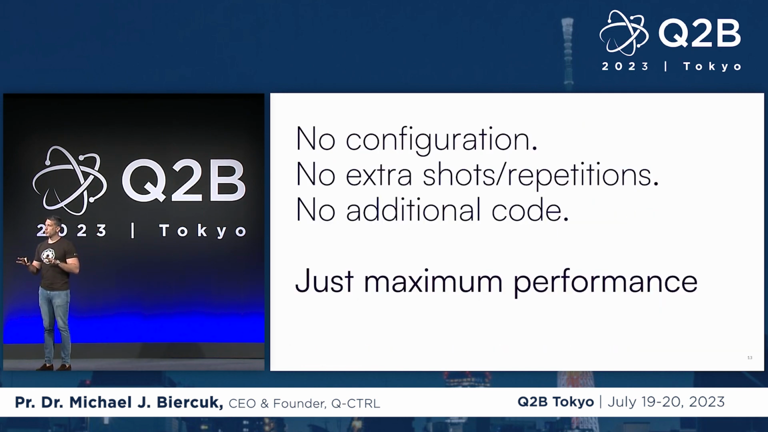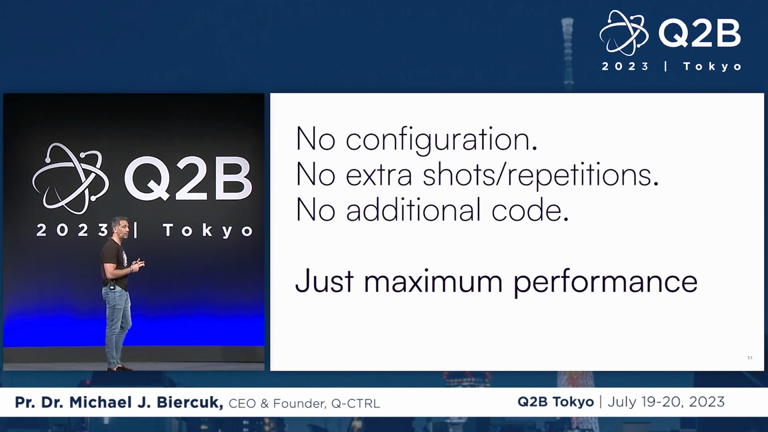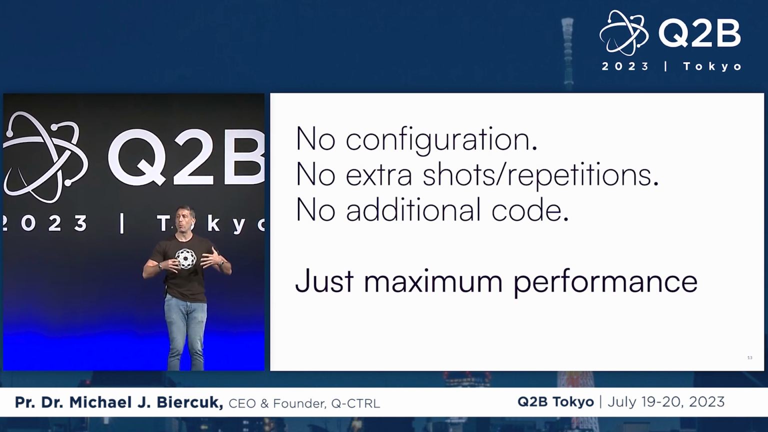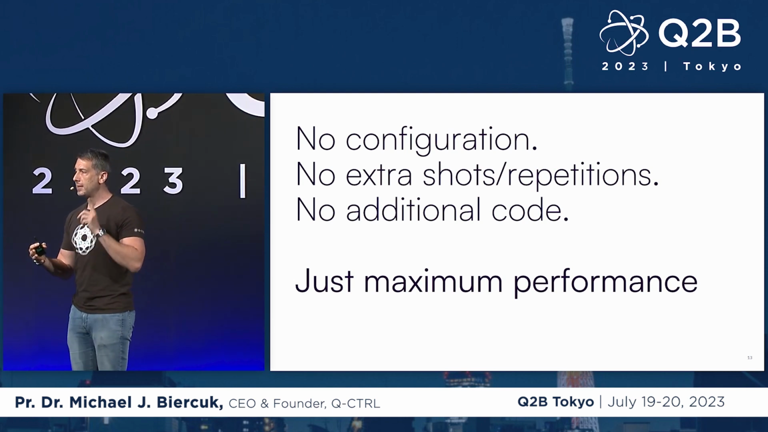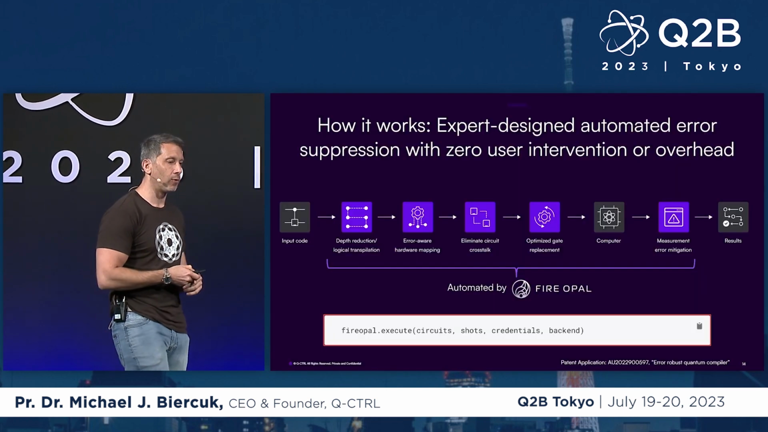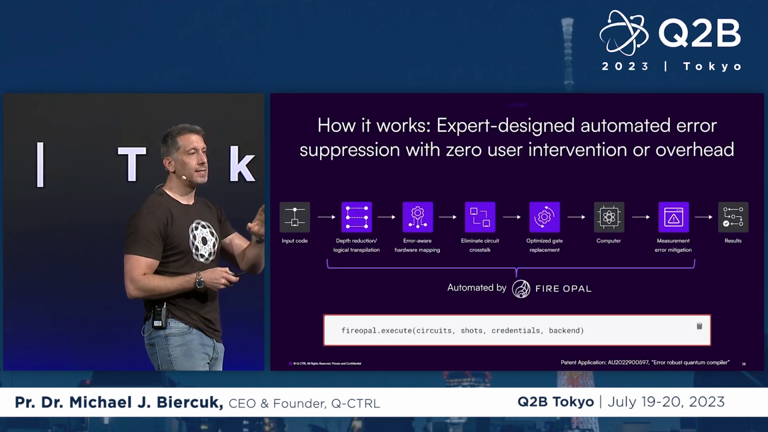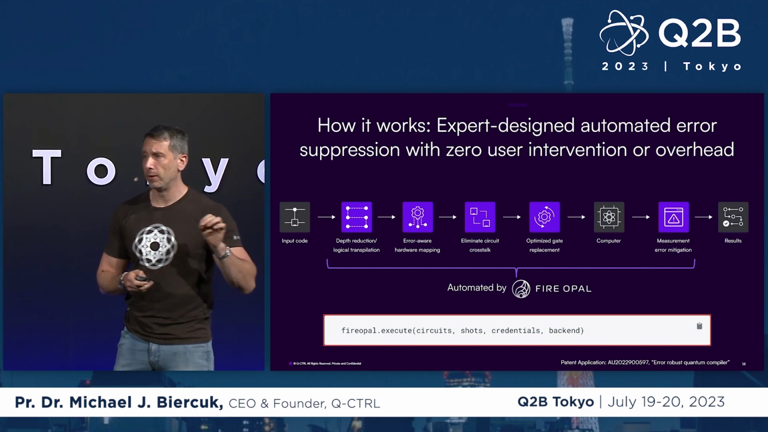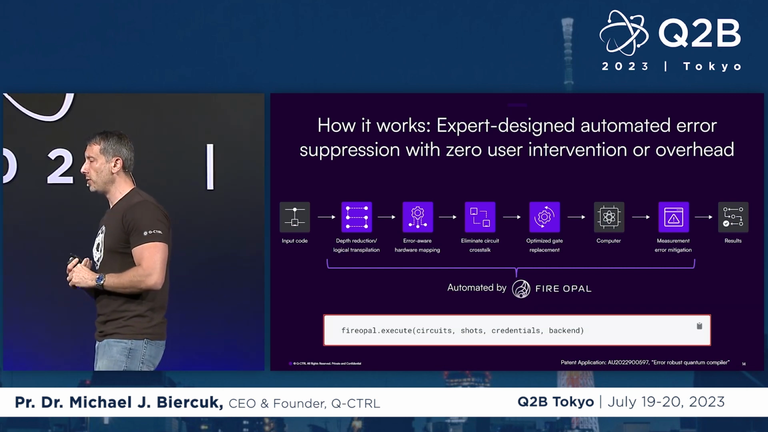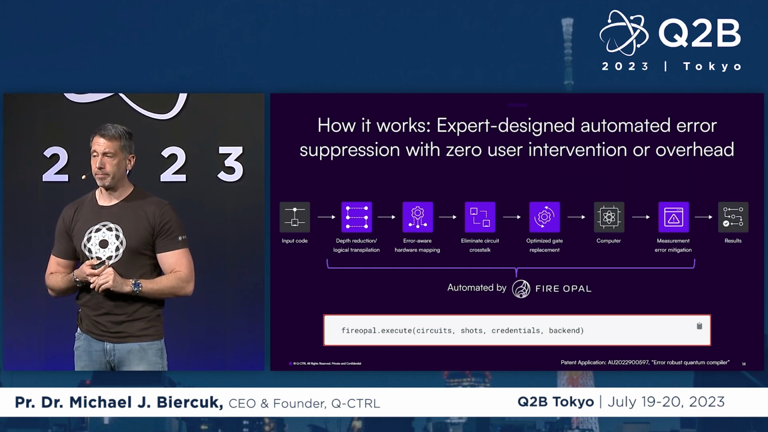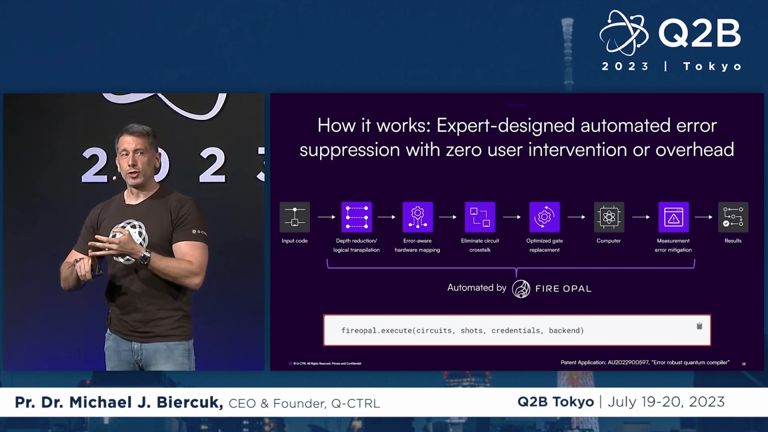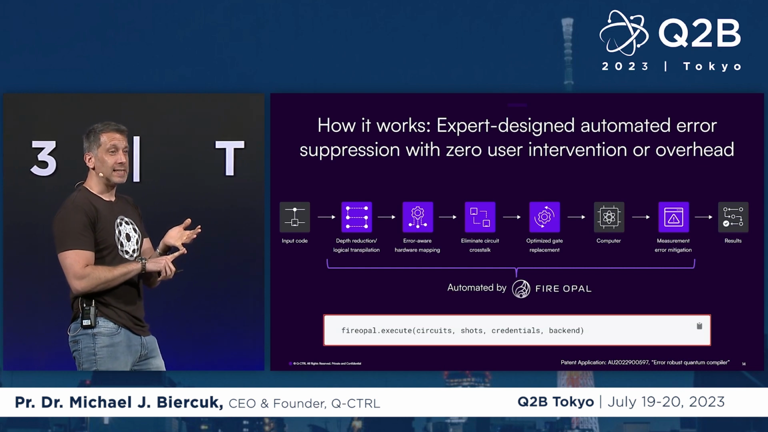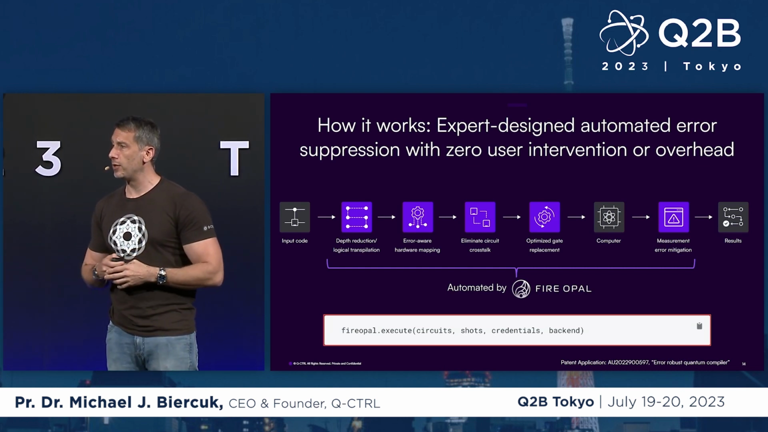For you as end users, there is no overhead. You don't have to write any configurations. There are no code blocks to copy. There's not even any extra work, no post-processing to be done, no extra repetitions or shots. All you do is execute one line of code and achieve maximum performance. Behind the scenes, there's an entire complicated workflow that is expert configured by the team at Q-CTRL and completely automated by Opal. This starts with depth-reducing compilation, error-aware hardware mapping, circuit crosstalk elimination, optimized gate replacement. We completely redefine the machine language used on the hardware.